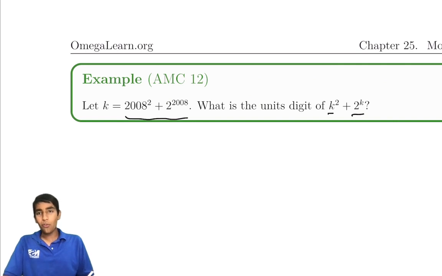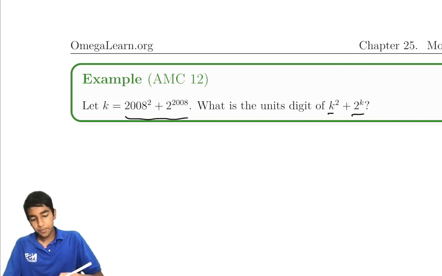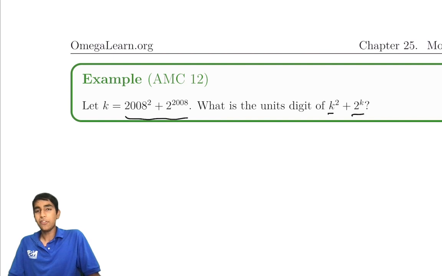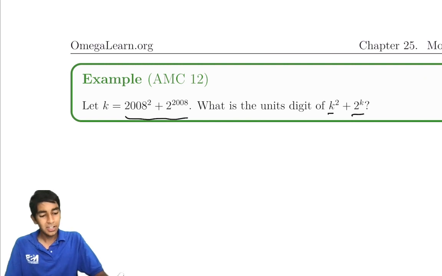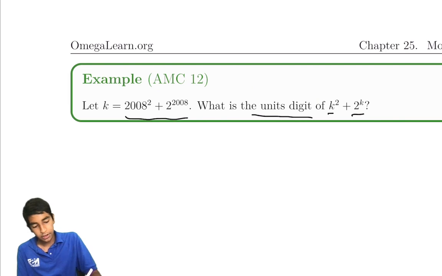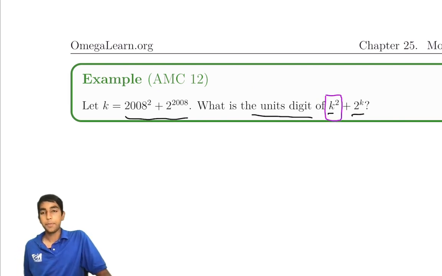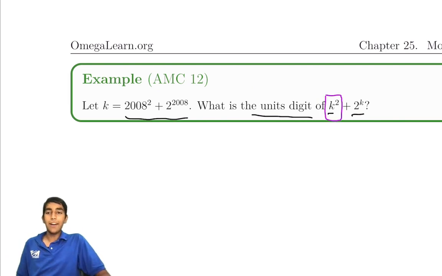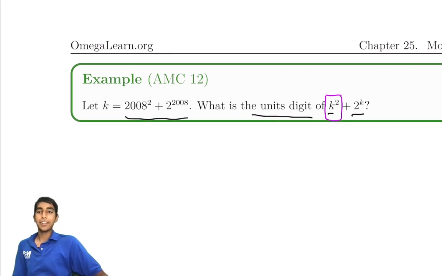Oh, wow. So first of all, what is k? Do we need to find k? I mean, it's going to be some giant number, maybe several hundred digits for sure. We don't care what the whole k is. Look here, we're looking for the units digit of k. So we've got this two-part expression here. Let's zone in on the first part, k squared. What's the unit digit of k squared?